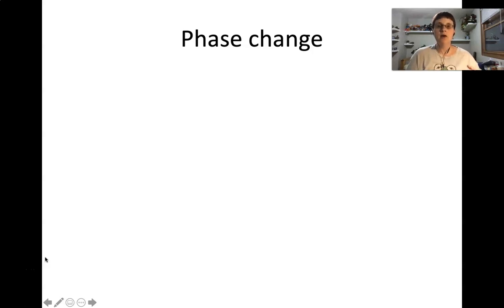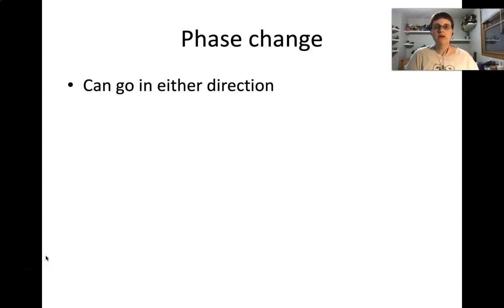In this video, we're going to talk about phase change. So what happens when heat is applied to a material to the point where it changes from one phase to another? That's one of the responses that materials can have. Phase change can go in either direction. For example, it can go from solid to liquid, or it can go from liquid to solid. It just depends on what's happening with the energy, with the heat.